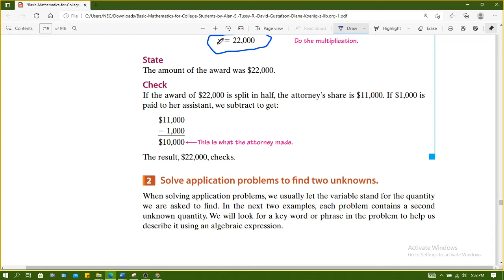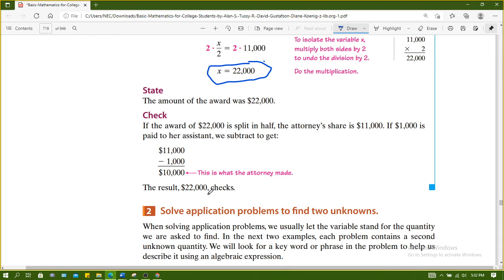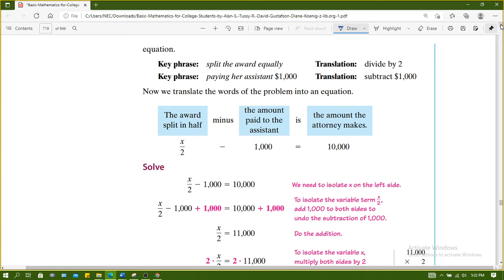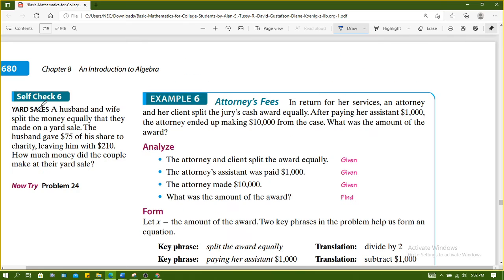Okay? Dili ta mag-check diri based sa original equation, but we will check based on the problem given. Kung realistic ba siya. Mo nang dili diri true nga statement. Dili siya true, but checks. Okay? So, that means tama imong answer. Now, you do self-check number 6, yard sale. So, ikaw nalay basa ani, you pause this part and then answer it.